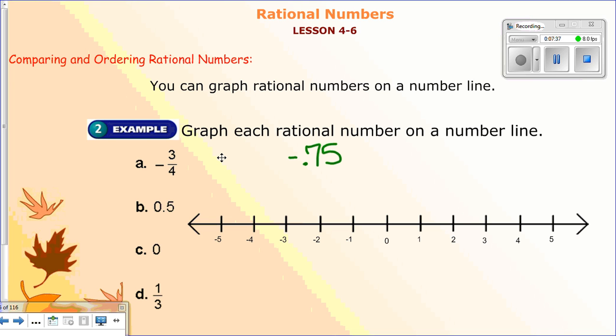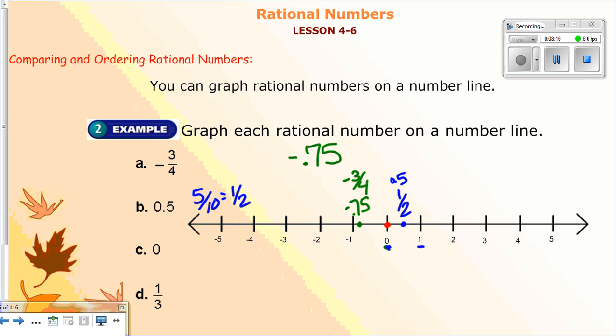So I could graph that one. -75/100, I know that's between 0 and -1, because it's not positive, but it's not quite 1. So here is where -75/100 is, or -3/4. Same thing. Then I could do the same thing to 5/10. 5/10 is between 0 and 1. Halfway, in fact. 5/10 is the same thing as 1/2. And then we have 0. 0 is right on there. That's an easy one to plot.